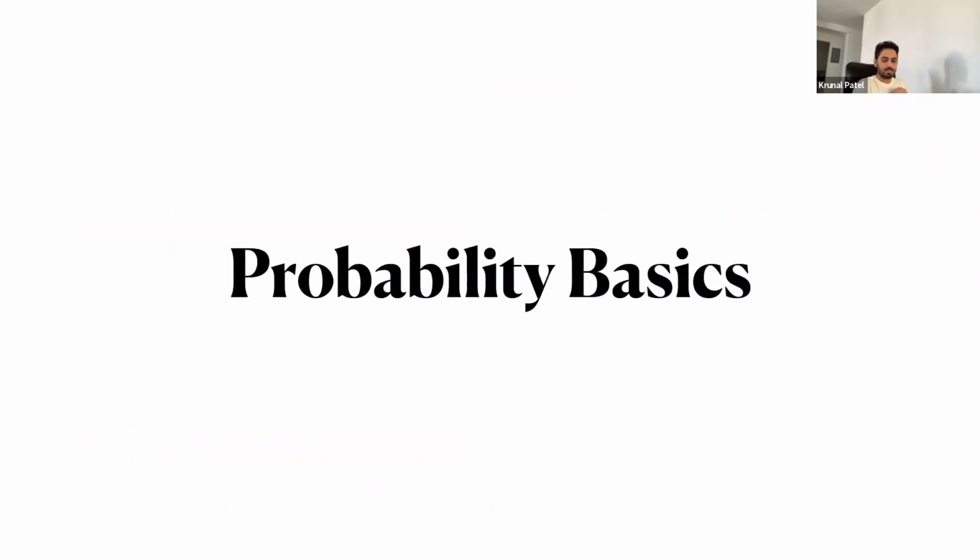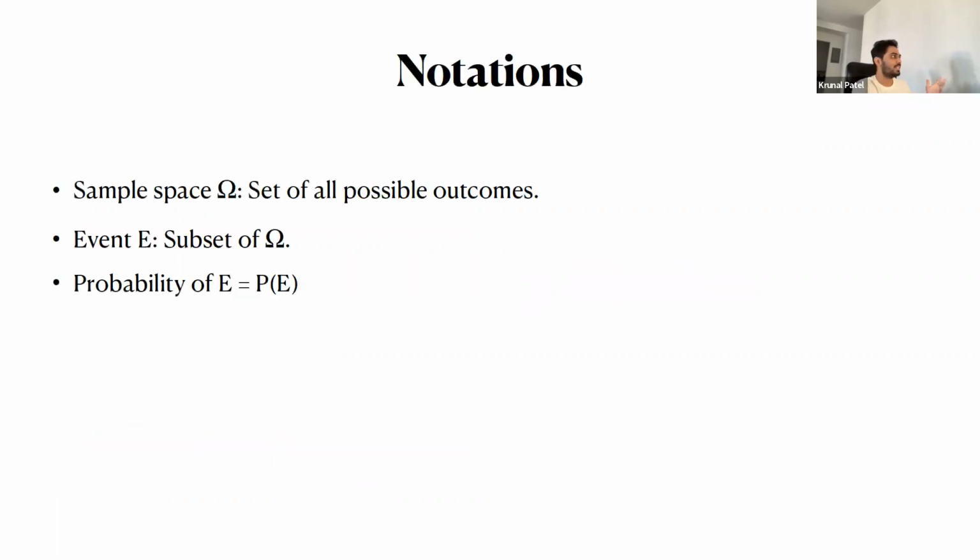Okay, so let's start with the basics. I'm not really going to spend a lot of time on the basics because it's really very basic. So first, let's get settled on the notation, right? We will use omega for our sample space, which is the set of all possible outcomes. We will denote events with capital letters, not necessarily E, each of which is going to be a subset of the set of all possible outcomes, and the probability we will denote with a capital P and the event in brackets.